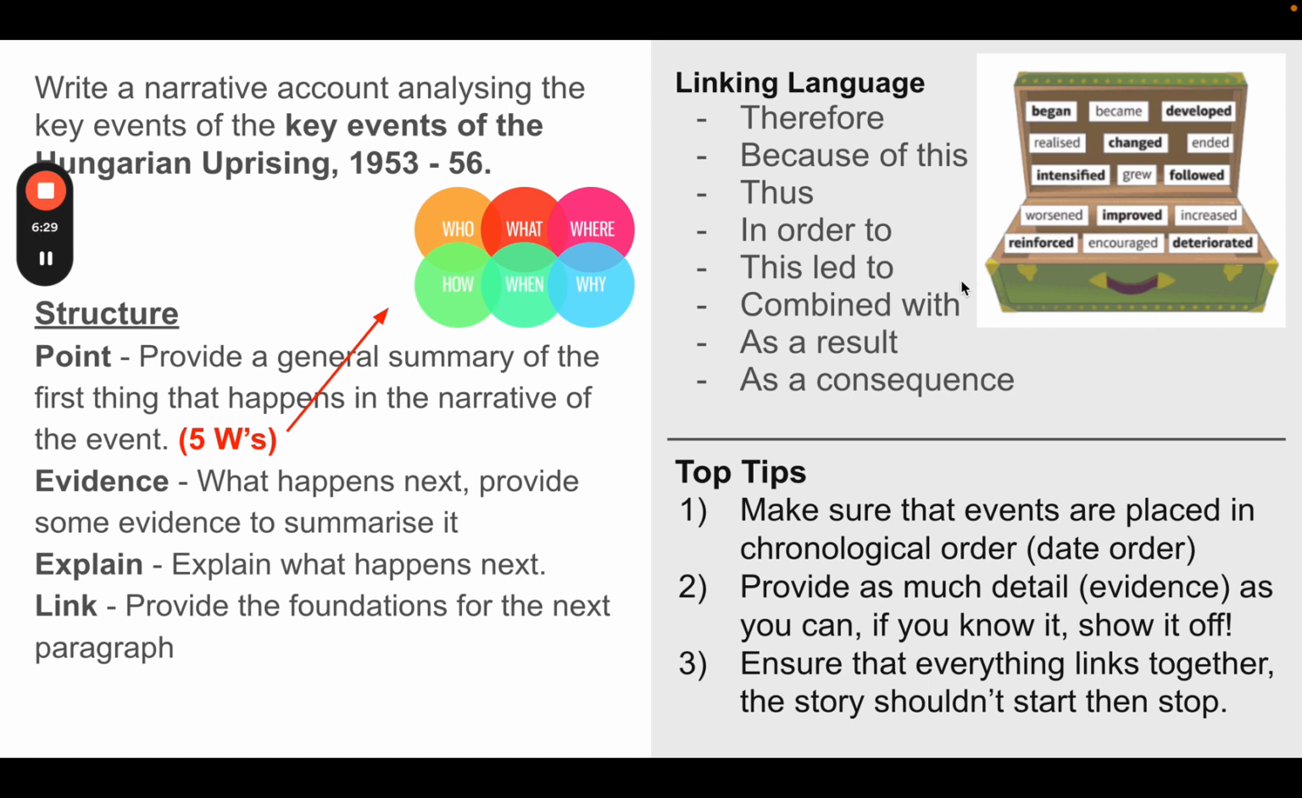And before we start, just going over a few top tips. Make sure that events are placed in chronological order, date order, from start to middle to end. You want to provide as much detail, evidence as you can. If you know it, show it off. The more, the better. And you need to ensure that everything links together.